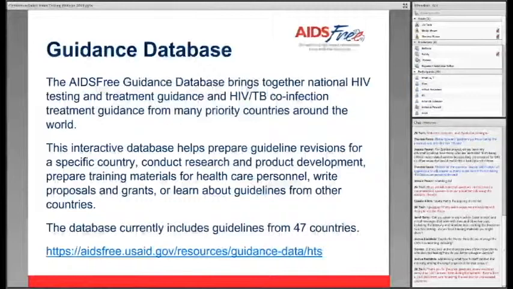So these are some of the examples of the resources we have available, and I encourage you to use and to check often as we're working to update them regularly.